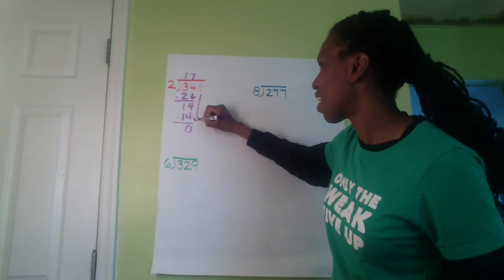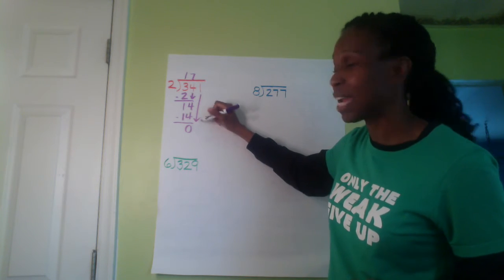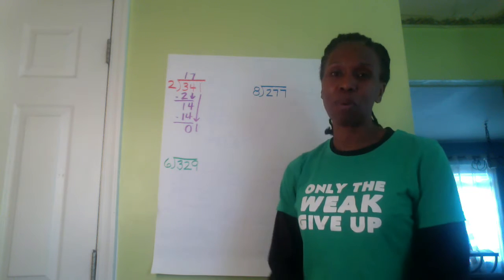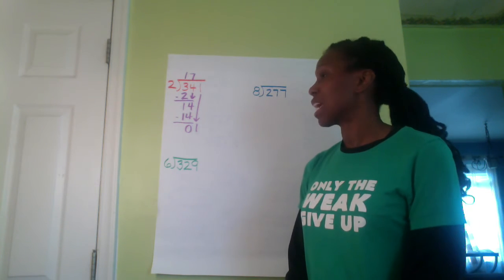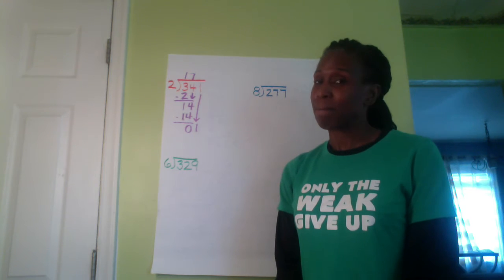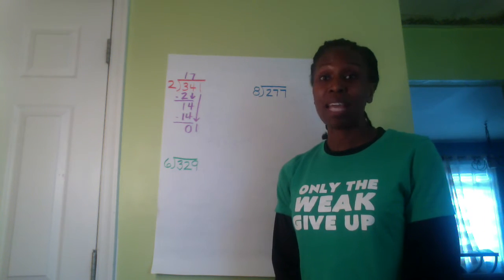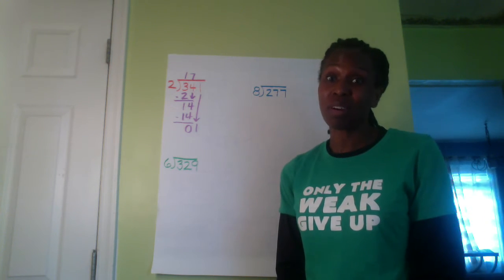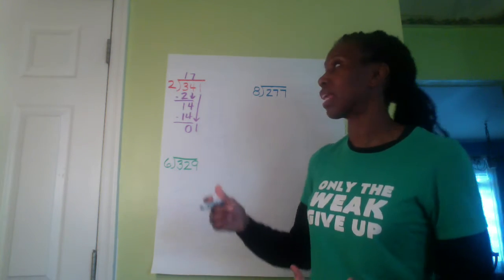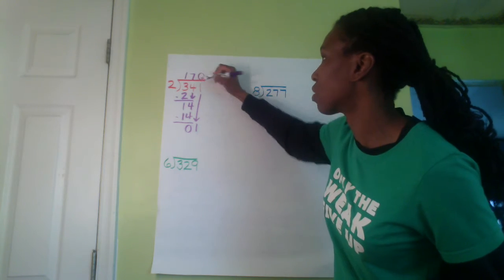All right, so you can see how those arrows really come in handy. All right, so I bring down the 1. And now I repeat. Start the whole process over again. I ask myself, can I take groups of 2 out of 1? No. I can multiply 2 times 0. Okay, that gets me close without going over. And even though it's a 0, it's important that I hold the place with the 0.